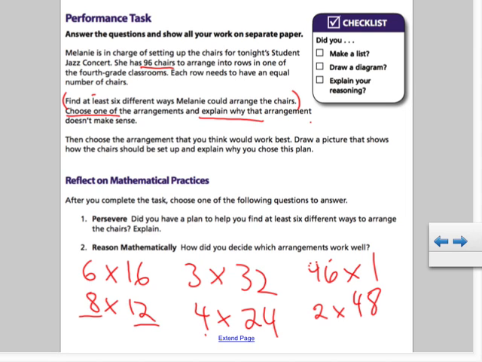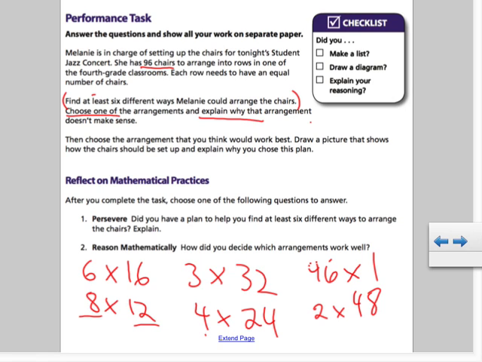So that's your next step. And I'm not going to do that for you, but I will give you a hint. When you're writing why it doesn't make sense, think about what the rows of chairs would really look like. 96 times 1? What would that look like for rows of chairs? Why doesn't that make sense for a jazz concert? Try to use at least 2 or 3 sentences when you're explaining.